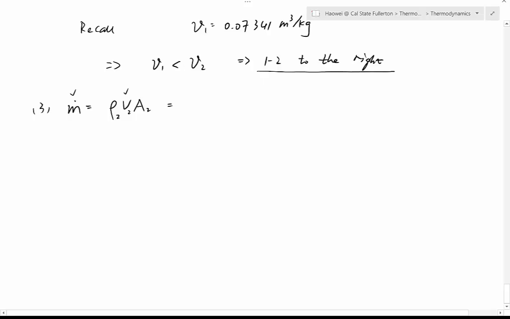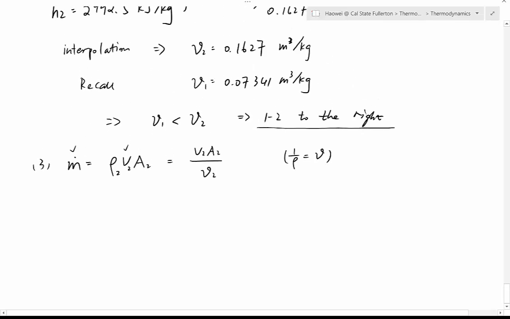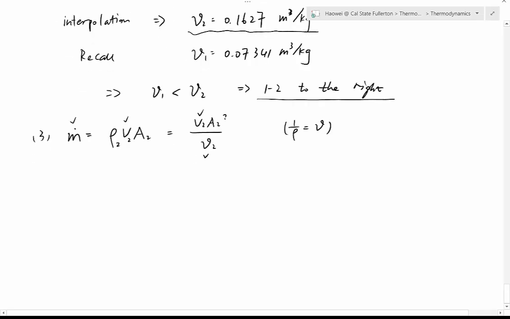What is that? In this class, we do not deal with rho. What do we deal with? The inverse of rho. The inverse of rho is called nu. So this equation becomes m dot equals V2 A2 over nu 2. We have V2 given. We have nu 2 right here, 0.1627. And then one equation with one unknown, which is A2. A2 is very easy to find.